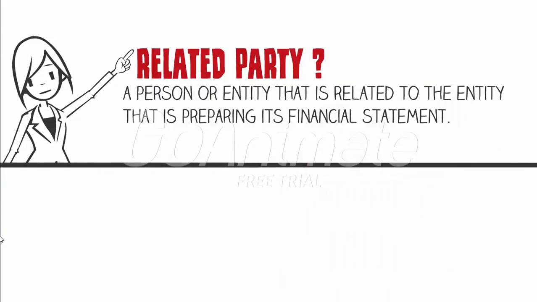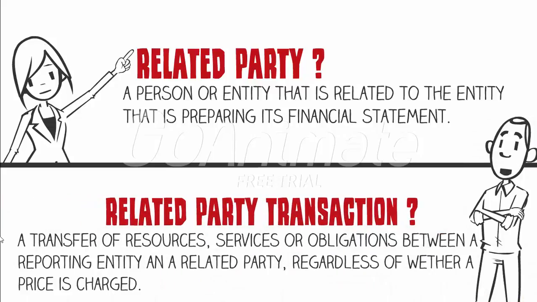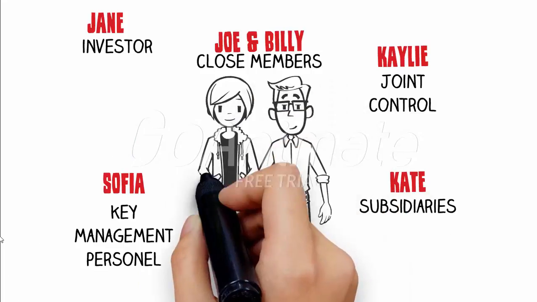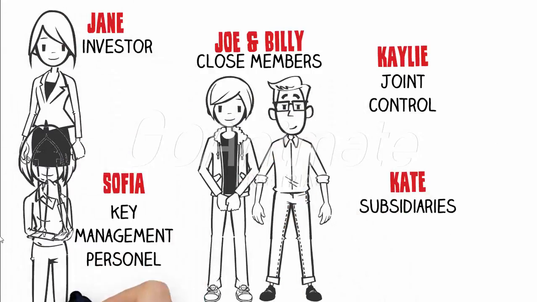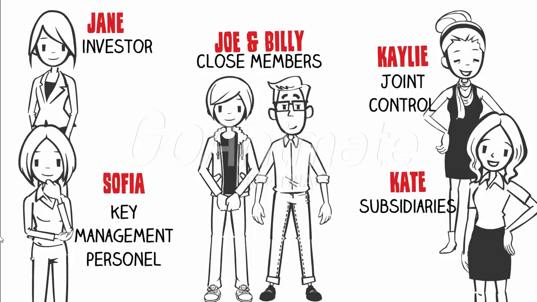A related party is a person or entity that is related to the entity that is preparing its financial statement. A related party transaction is a transfer of resources, services or obligations between a reporting entity and a related party, regardless of whether a price is charged. Examples of related parties: the related parties are investor, key management personnel, close members, joint ventures, and subsidiaries.